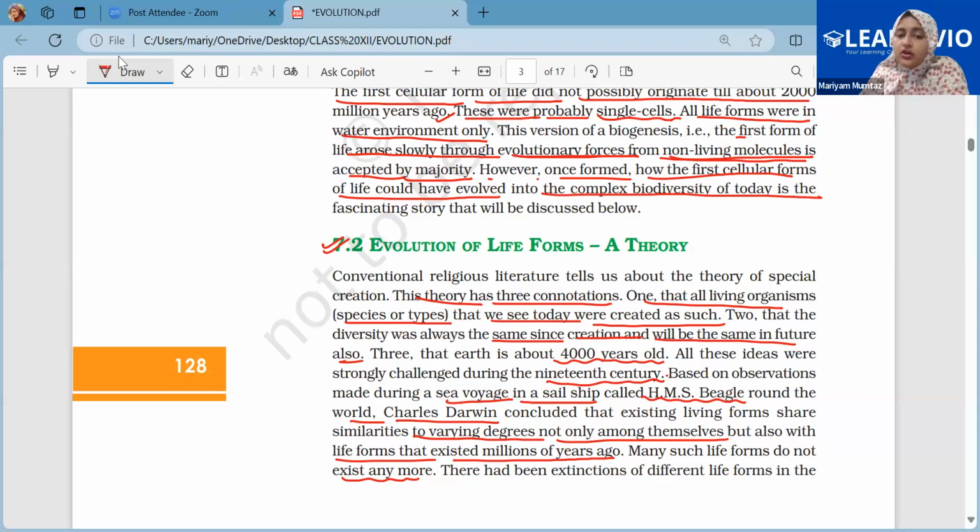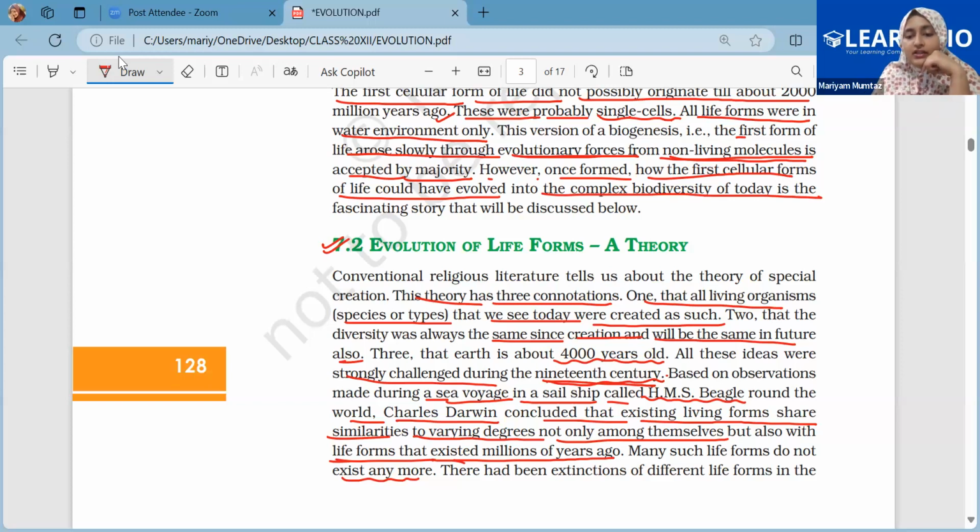All these ideas were strongly challenged during the 19th century based on the observations made during a sea voyage in a sail ship called HMS Beagle around the world. Charles Darwin concluded that existing living forms share similarities to varying degrees, not only among themselves, but also with life that existed millions of years ago. There is some kind of similarity, they shared certain appearances, certain structures. Many life forms of those do not exist anymore.